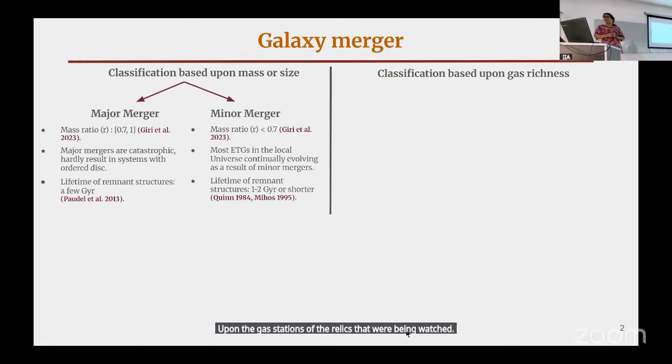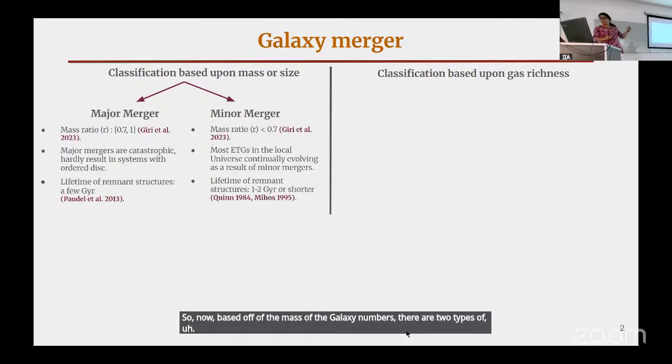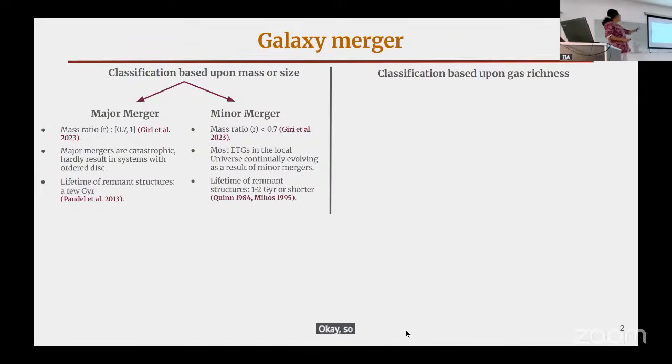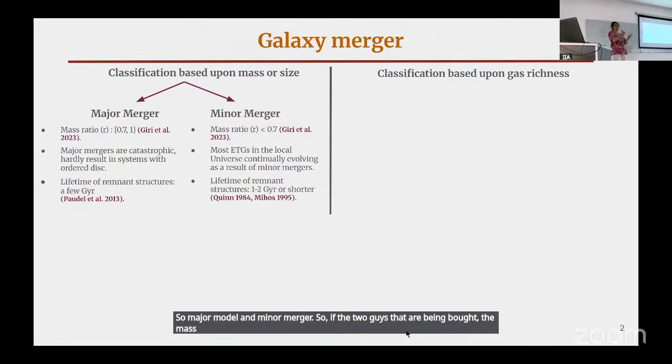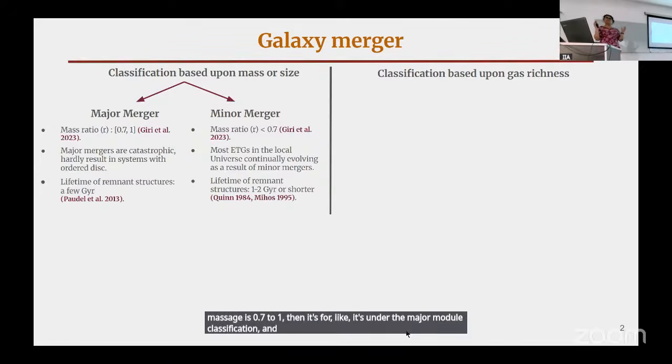Based upon the mass of the galaxies being merged, there are two types of galaxy merger: major merger and minor merger. If the mass ratio of the two galaxies is 0.7 to 1, it comes under the major merger classification. The process is very catastrophic, and the structure that we see after the post-merger can last for a few gigayears.